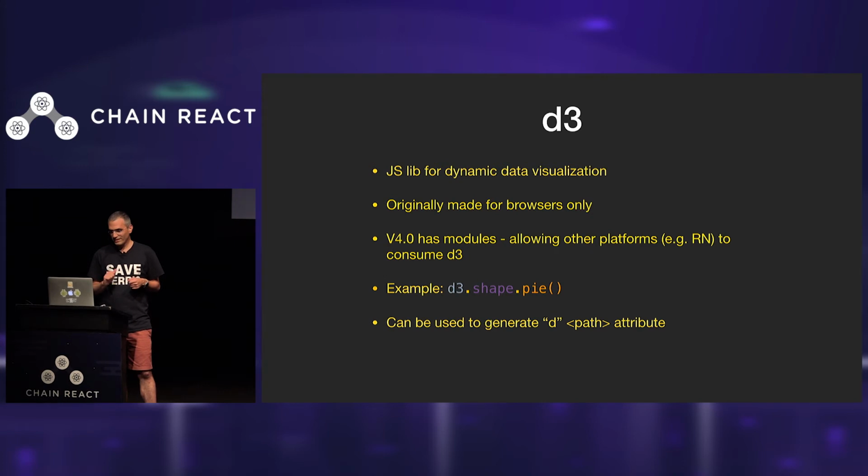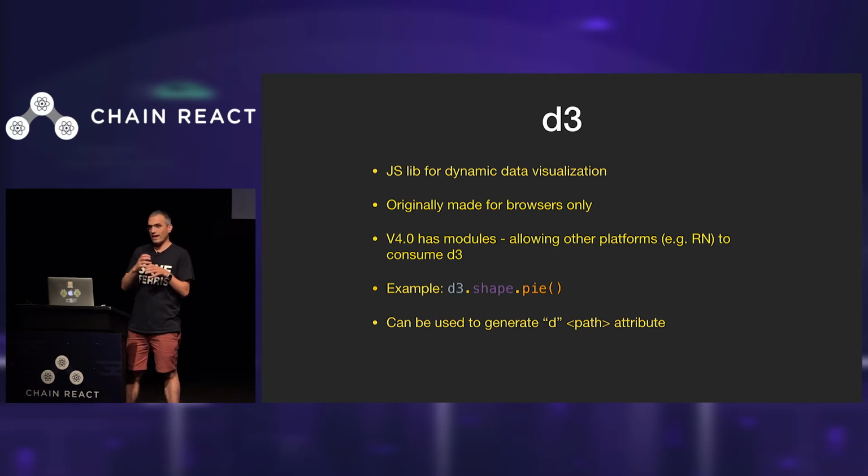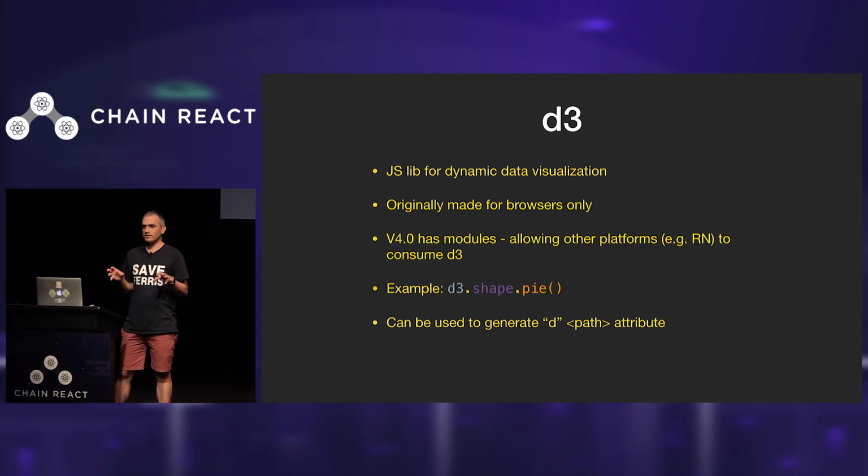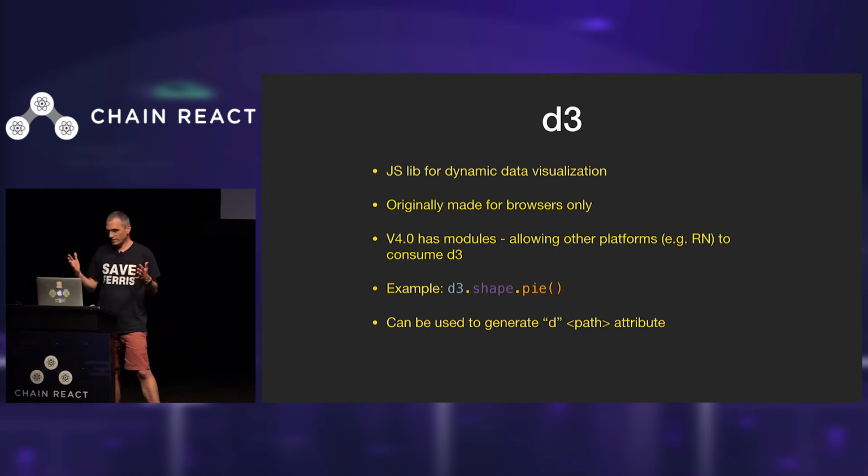So quickly, D3 is a JavaScript library for dynamic data visualization. It was originally made for the browser, and it has browser APIs inside it, so you couldn't use it outside of the browser. But as of version 4.0, they made some module separations, and some of the modules just generate data. So other platforms outside of the browser, such as React Native, can now use D3 in order to generate those long D attributes and use them. So we're going to see some example.